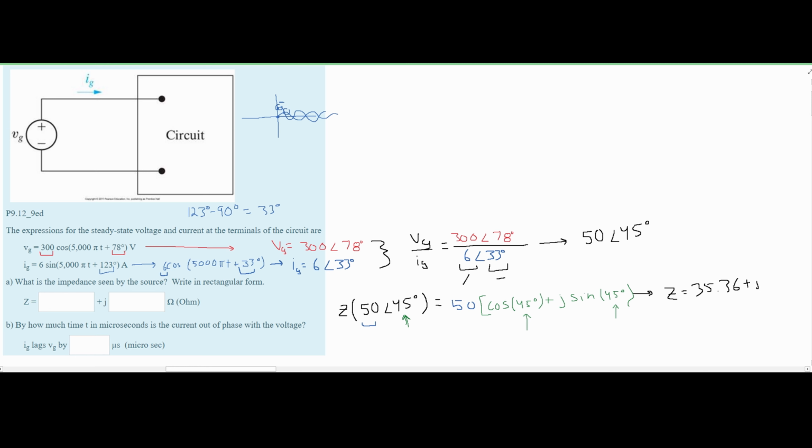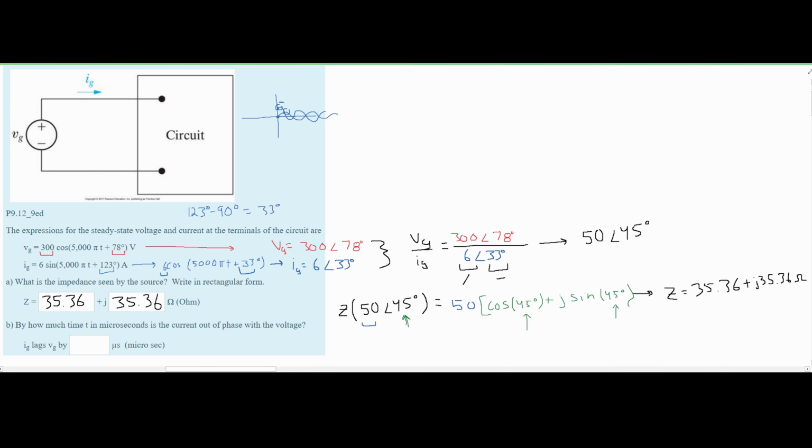Don't forget the j out front. We're going to have a plus j 35.36, and the units for this is going to be ohms. We did have voltage over current, so it's not that hard to see, but that is going to be the answer for our first part.